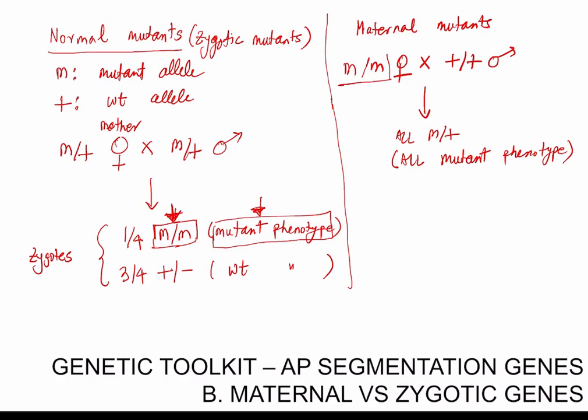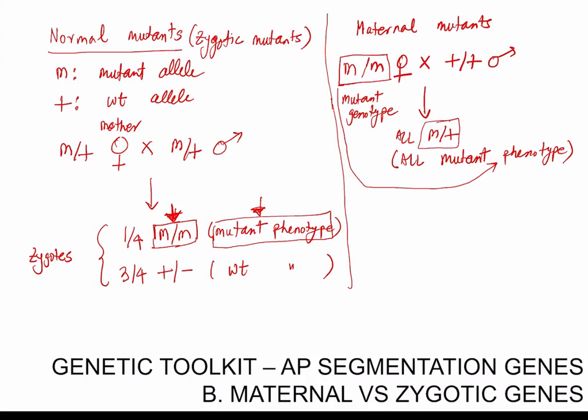So the mom has the mutant genotype, and the mom is phenotypically wild type, and it is the progeny that have a mutant phenotype, even though the progeny's genotype over here is not homozygous for the mutant allele. And so in maternal mutants, it is the mother's genotype that determines the progeny's phenotype.